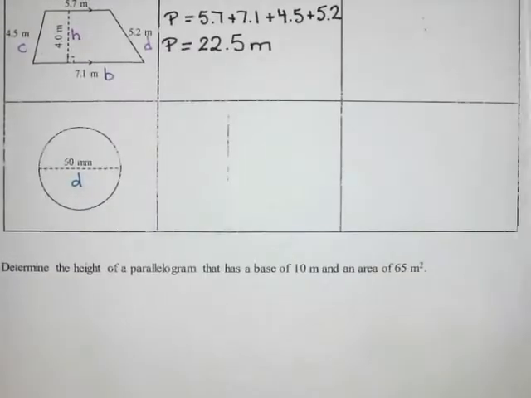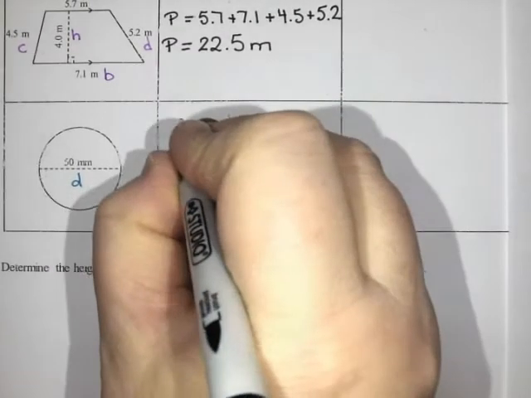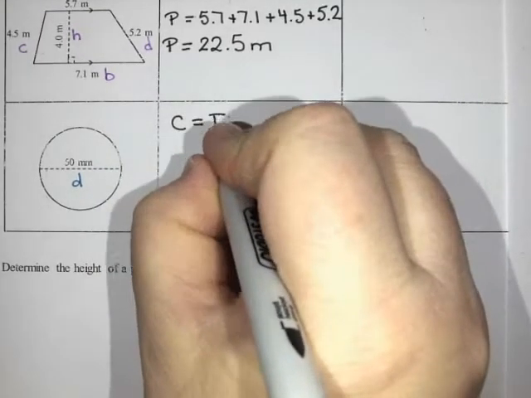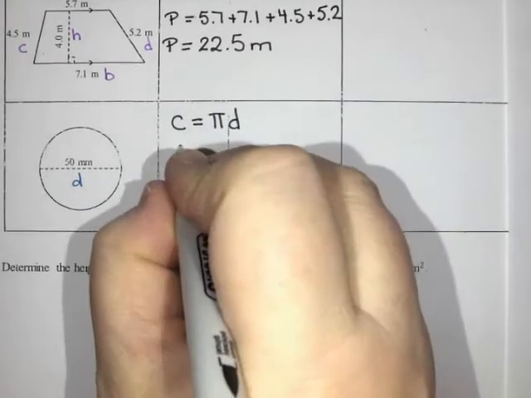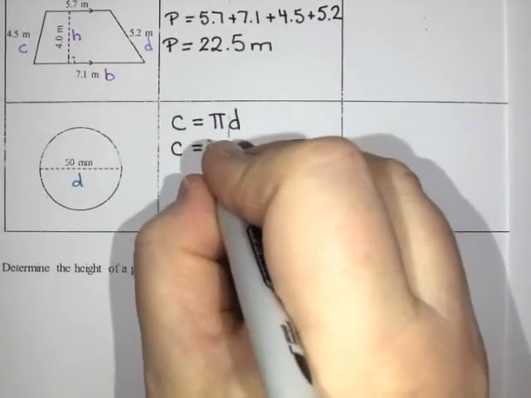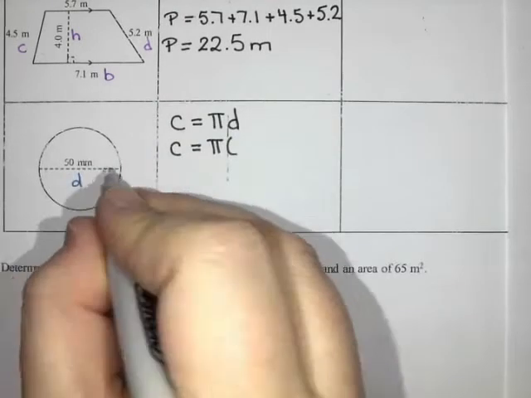So since I have the diameter, I'm going to use the formula with diameter in it and say C, circumference, or you could write P for perimeter, equals pi d. So that means pi times the diameter. So I'm not going to write down 3.14159. I'm just going to leave it as a pi, and then I'm going to sub in my diameter, which is 50.